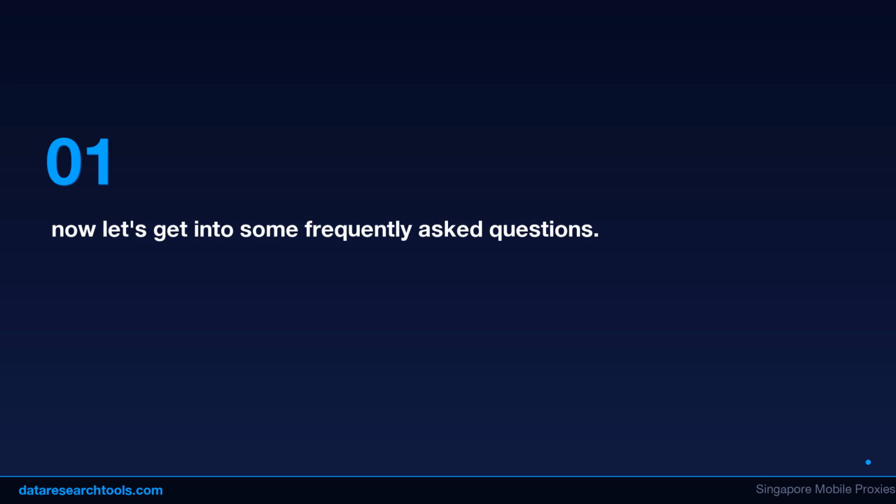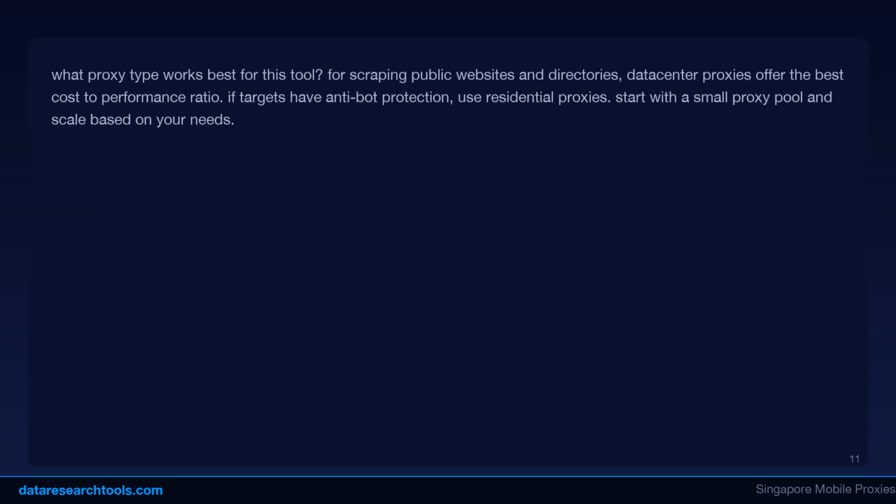For the weighting strategy, based on current browser market share, roughly 65% of your user agents should be Chrome variants. About 18% should be Safari, around 5% Edge, about 3% Firefox, and the rest can be other browsers. This distribution matches real-world traffic and makes your requests blend in.